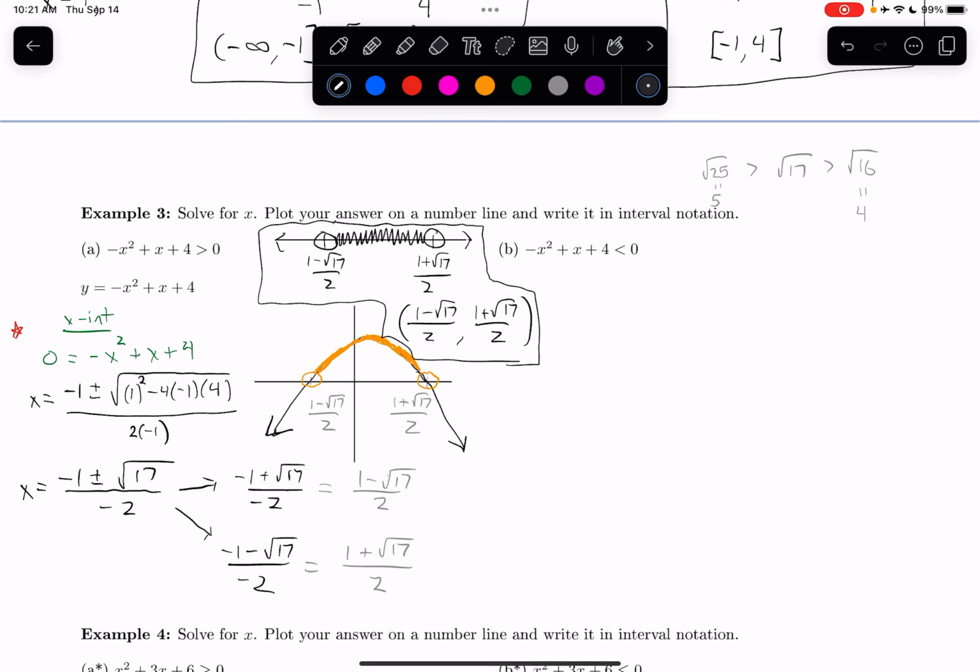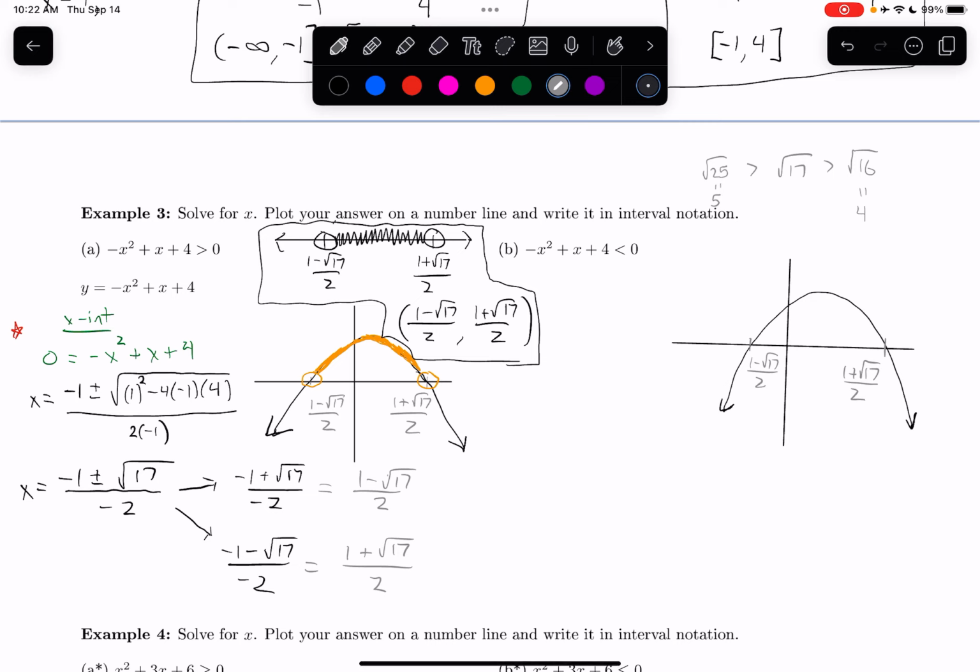Okay, let's look at part B. What if I flip the inequality and make it a less than? So again, I have the graph already, which is nice. I'm just going to use it. So the graph looks something like this. I had this one negative x-intercept, one positive x-intercept. It was downward facing. Let me label those again. This one was 1 minus root 17 over 2. This one was 1 plus root 17 over 2.